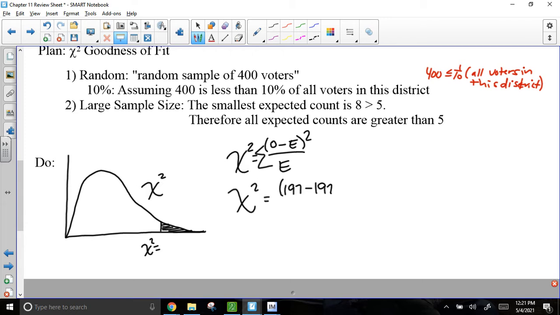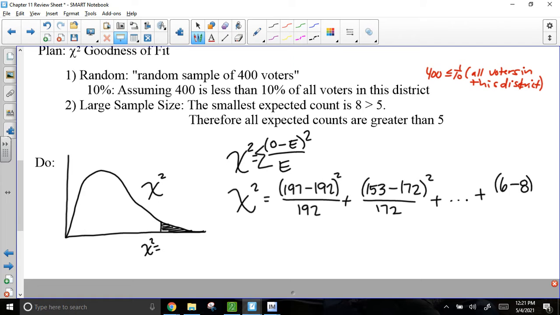197 minus 192, squared, divided by the 192. So we observed 197 Republicans minus the 192 we expected, divided by the 192, okay? Plus, I like to do the second one also. For the Democrats, we saw 153 compared to what we expected of 172, squared, divided by 172. And then you can skip to the last one if you want. The last one is the other numbers. We saw 6 compared to the 8 we expected, squared, divided by the 8.